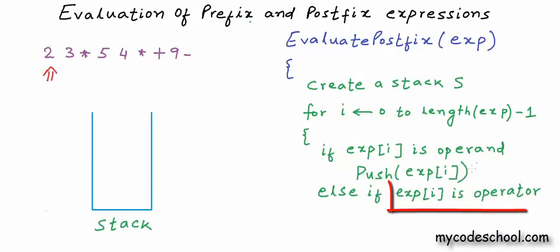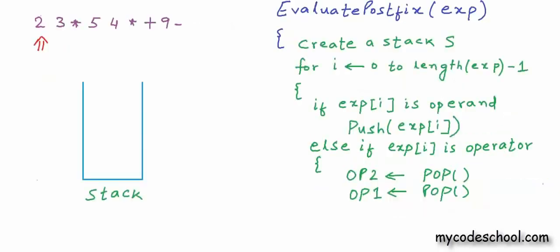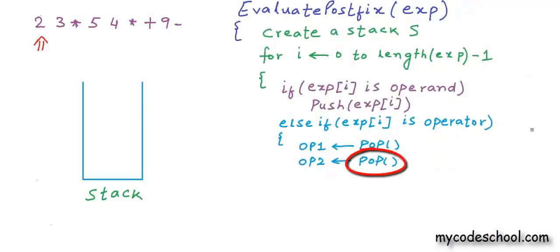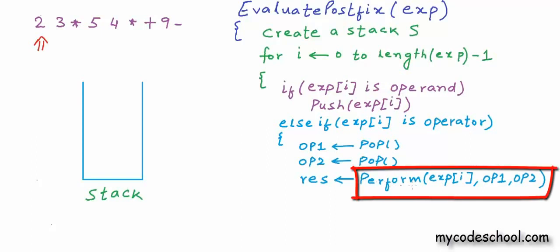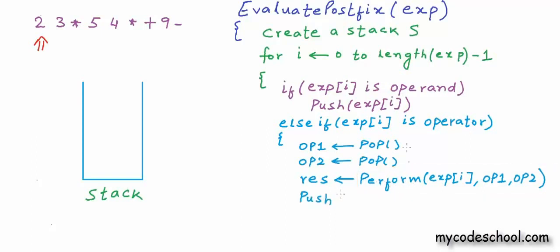Else, if expression I is an operator, we should do 2 pop operations on the stack and store the value of the operands in some variables. I'm using variables named op1 and op2. Let's say this pop function will remove an element from the top of stack S and also return this element. Once we have the 2 operands, we can perform the operation. I'm using this variable to store the output. Let's say this function will perform the operation. Now the result should be pushed back onto the stack.